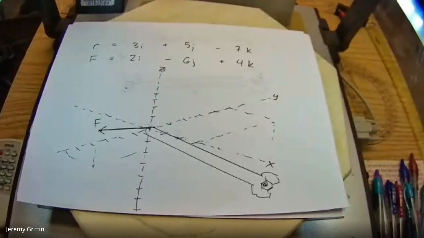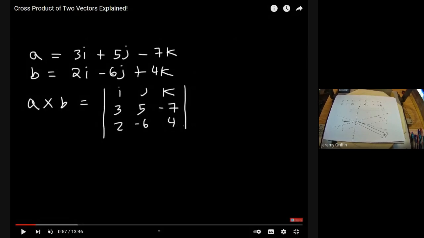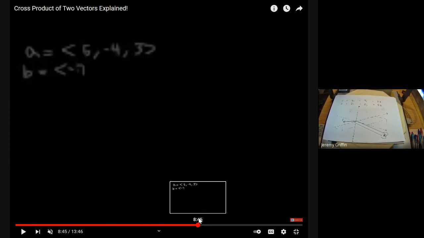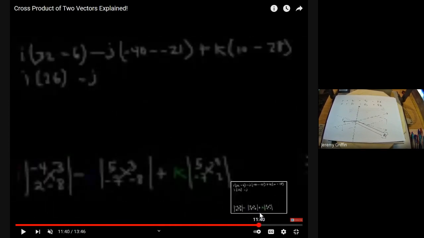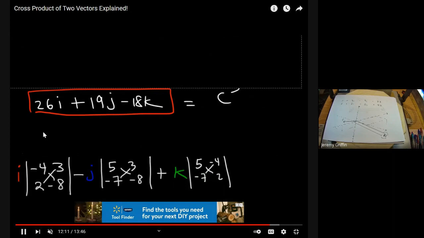Now, if you remember this from a math class, then awesome, you can do this. And if not, then this might be something you want to check up on yourself. You can solve this with a determinant, and this video goes through showing how to solve that. At the end, in that red box, for our example, that would be the torque: 26 in the x, 19 in the y, and negative 18 in the z direction.